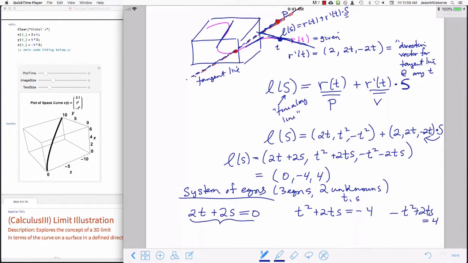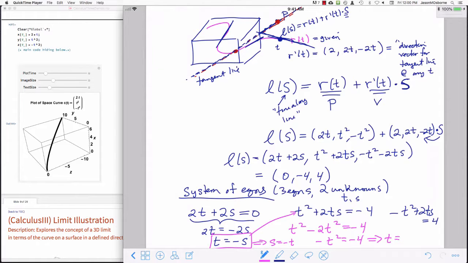This equation is nice. It tells you that 2t has to equal negative 2s, which says that t is equal to negative s, or s is equal to negative t, same thing. So if s is equal to negative t, you get t squared minus 2t squared is equal to negative 4. And that tells you that negative t squared has to equal negative 4, which implies t has to equal 2 with a plus or minus on it.